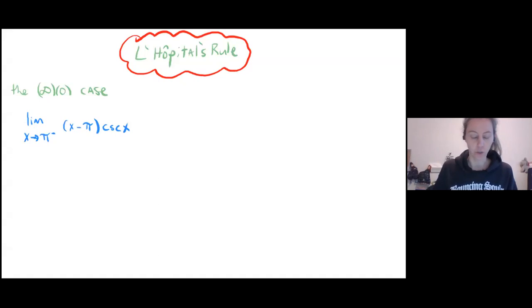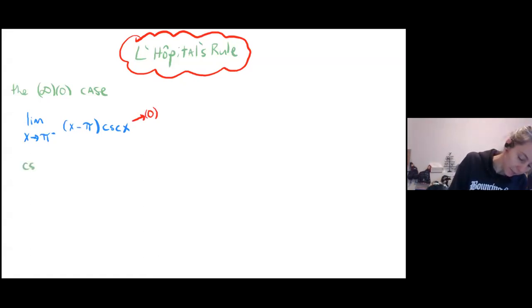So let's look at this first example. We have the limit as x approaches pi from the left of x minus pi times cosecant of x. So first thing we want to do is plug in that pi. When we plug in pi to x minus pi, clearly we get 0. Now the question is, what is cosecant of pi from the left?